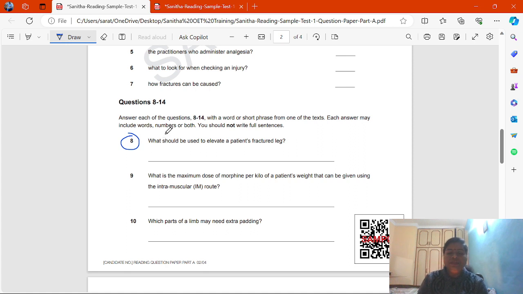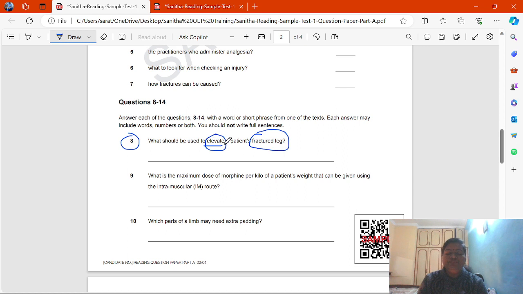Okay. So, first question: what should be used to elevate a patient's fractured leg? When you are doing the OET Reading Part A, underline the keyword. It is very, very important. We are human beings, and there is a chance of forgetting. When we do this, we will definitely find the answers correctly. Sometimes you will miss them otherwise. So underline the keywords. Very, very important thing.